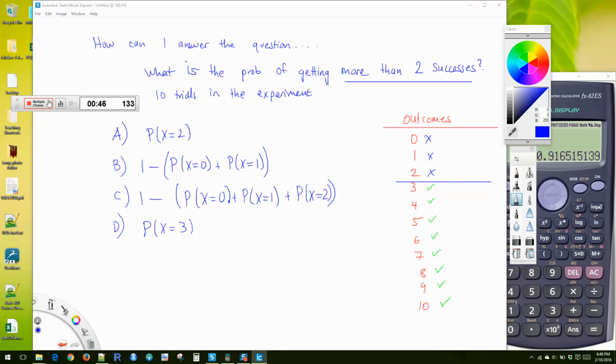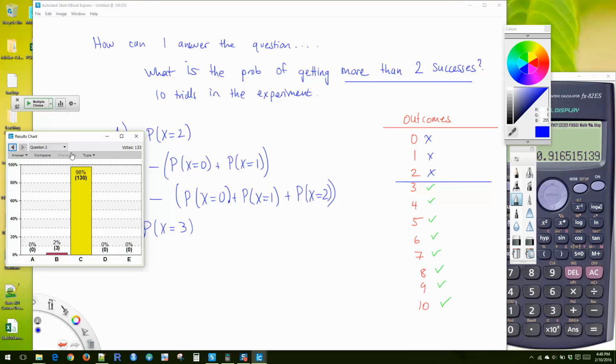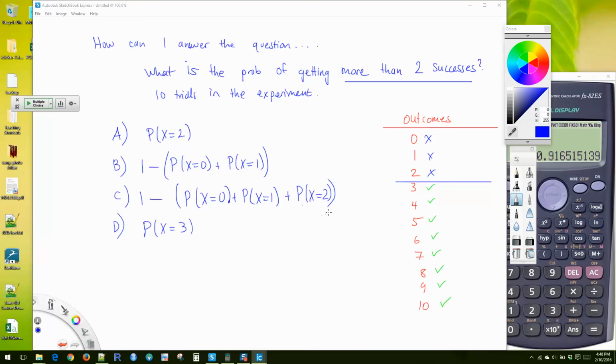Okay, I'm going to hit stop there. Looks like most of you got it here, okay? And the answer choice is indeed C. So again, when it says more than 2 successes, I can add up all of the probabilities 3 through 10, but that would be a lot of numbers to add up. The other option is to just find the probability of 0, 1, and 2, add up those 3 numbers, and subtract that from 1, okay?